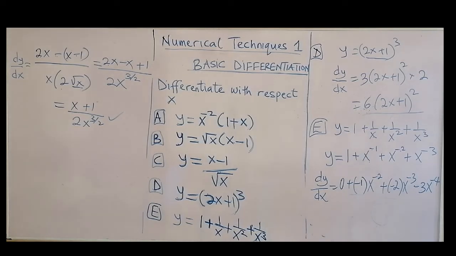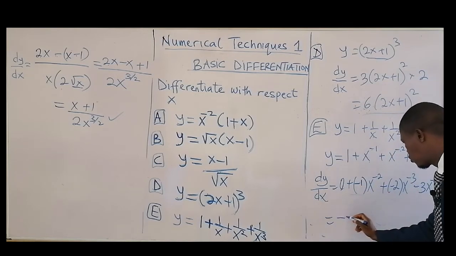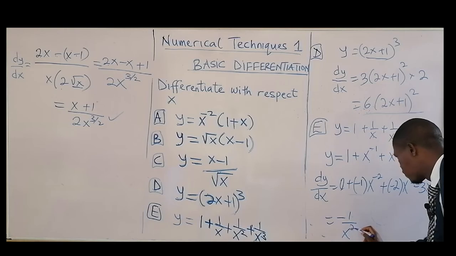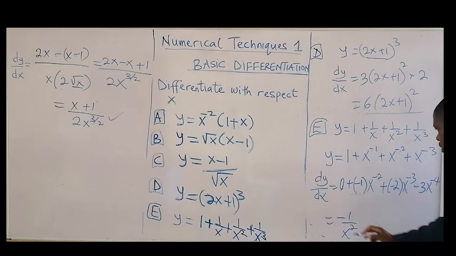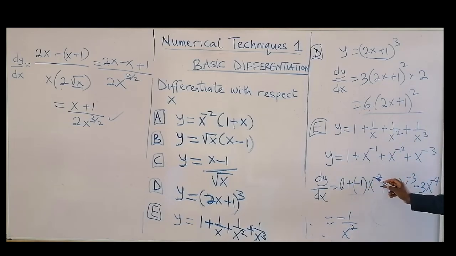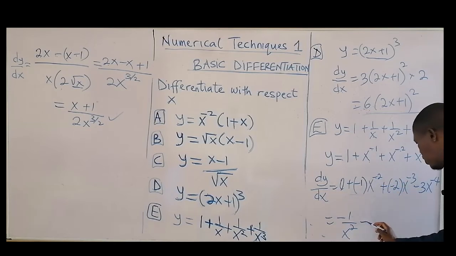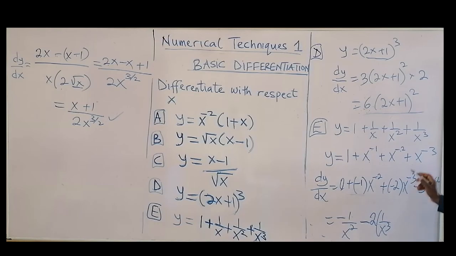The only thing left is the algebra. This is gone, so this one will be minus 1 over x squared. Plus times minus is minus, then this one is minus 2 times 1 over x cubed. Then here also, that's minus 3 times 1 over x to the power 4. That finishes the work.